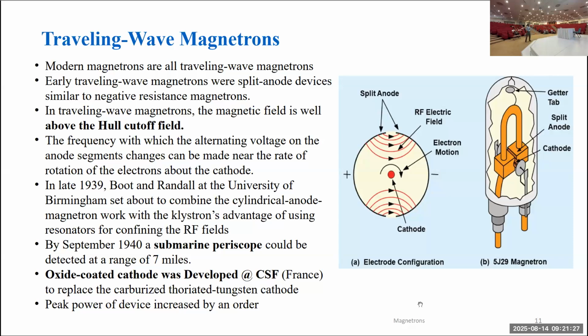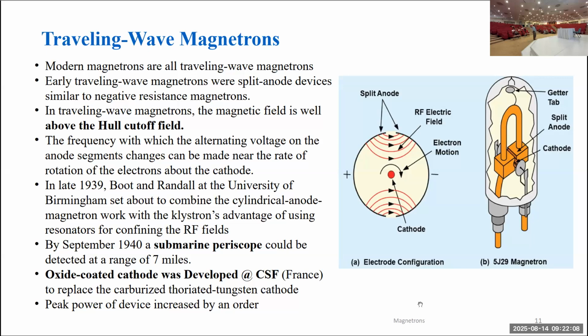In late 1939, Booth and Randall at the University of Birmingham set about to combine the cylindrical anode magnetron work with the Klystron's advantage of using resonators for confining the RF field. And they got comparatively high power magnetrons at that time, and those magnetrons were used in radars, and their efficiency was that they could detect a submarine periscope at a distance of 7 miles.